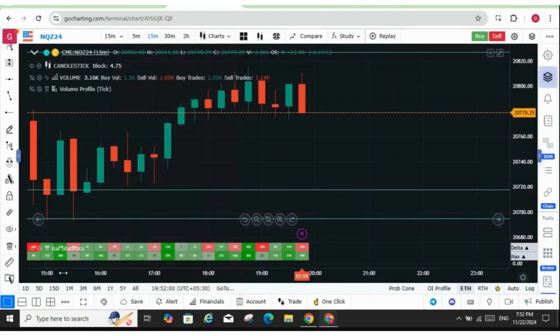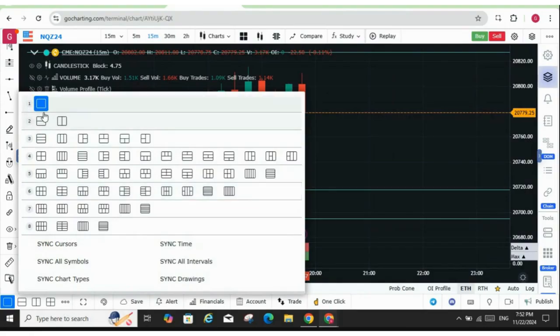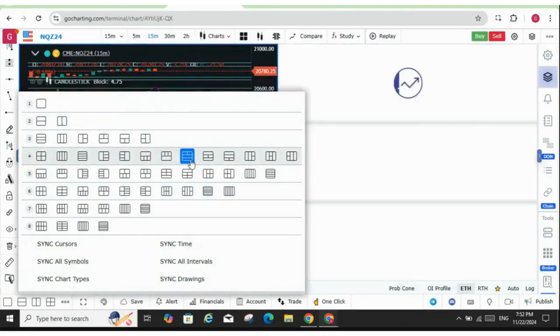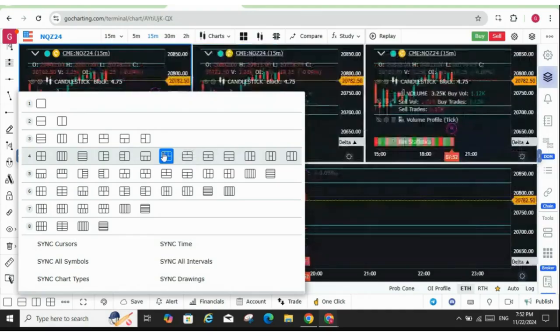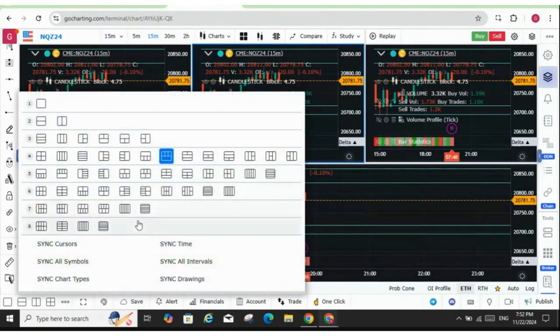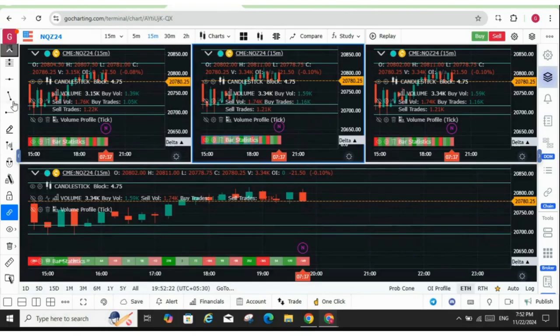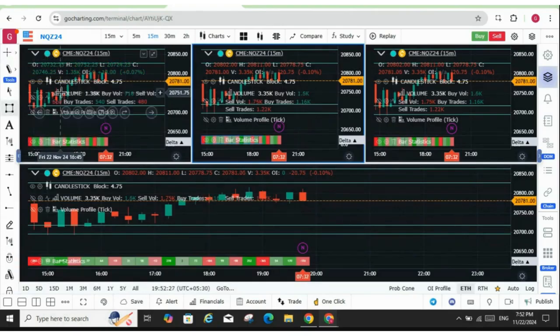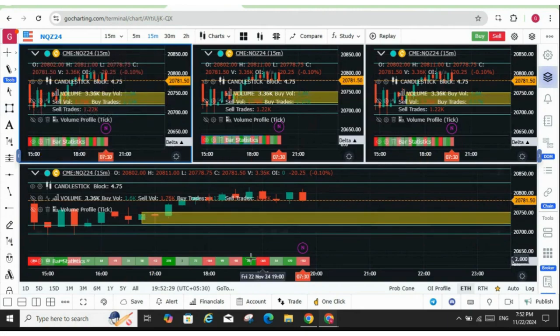After this layout, we have multiple other chart layouts. You can have these kinds of different layouts based on your liking. In these multi-chart layouts, you can synchronize cursor, synchronize time, synchronize all symbols, synchronize drawings. Say for example, if I am drawing anything here, it will be synchronized across the layouts. These are the things you can do.